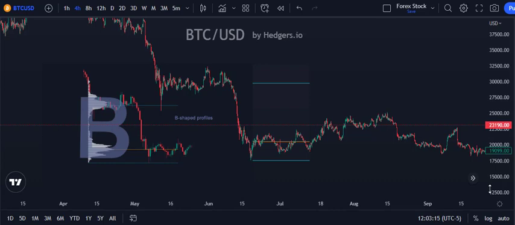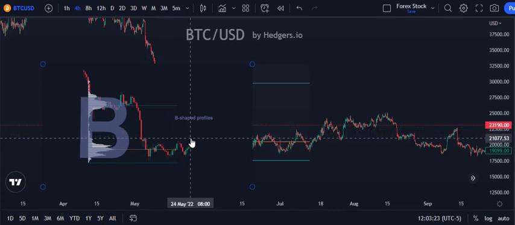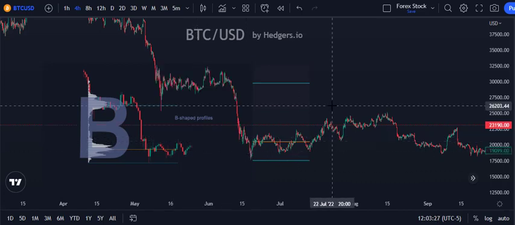While B-shape profiles are generally interpreted as a continuation of a downtrend, as I just told you, downtrend or the uptrend, it doesn't matter. It's a continuation of the trend. If the B-shape profile forms in an uptrend, then you can say that's the continuation of the uptrend as well.